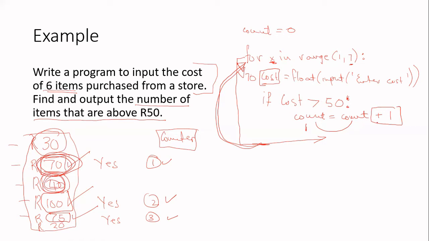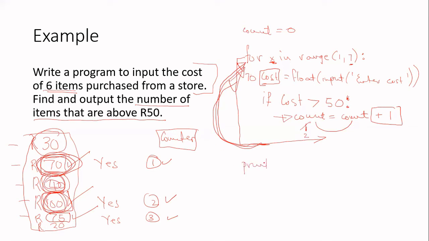No. Do not go inside and accumulate because you only execute the statement when the condition is true. Here the condition is false. So I go back up, x becomes 4. I input the fourth item, which is now 100, and is 100 greater than 50? True. Count equals count, which is 1 plus 1. 1 plus 1 is 2. So count now has the value 2. That goes up. This continues to execute 6 times, each time checking. And when it is greater than 50, it accumulates.